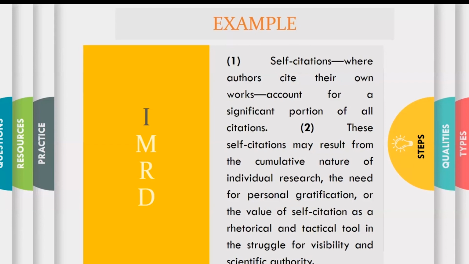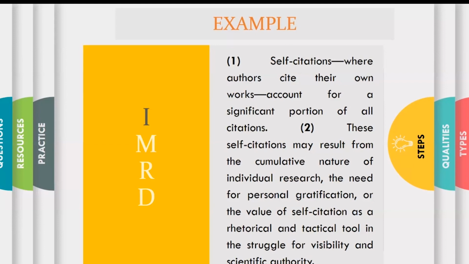Self-citations, where authors cite their own works, account for a significant portion of all citations. These self-citations may result from the cumulative nature of individual research, the need for personal gratification, or the value of self-citation as a rhetorical and tactical tool in the struggle for visibility and scientific authority.